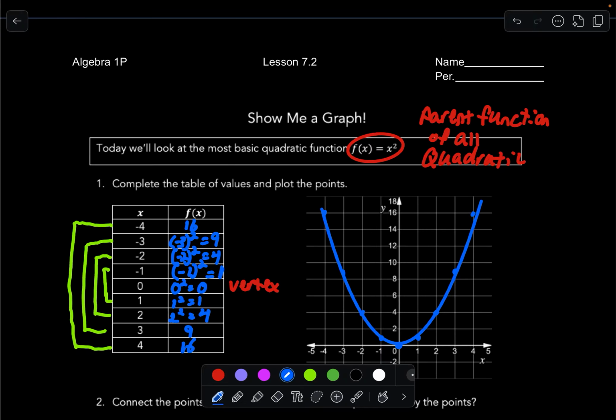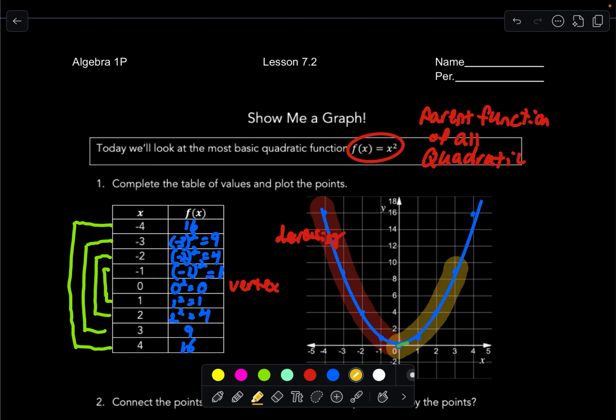Notice on one side, to the left of the vertex, on this side, the graph is decreasing. On the right side, oops, sorry, that's not what I wanted. I wanted this. On the right side, the graph is increasing.